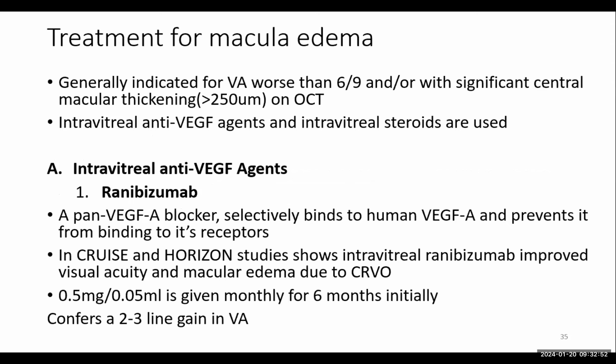So the treatment modality, generally, treatment of macular edema is indicated when the visual acuity is worse than 6/9, or if there's significant central macular thickness greater than 250 microns on OCT. So these are the reasons why you want to treat the macular edema. Important in the treatment of macular edema are the intravitreal anti-VEGF and intravitreal steroid, which are commonly used.